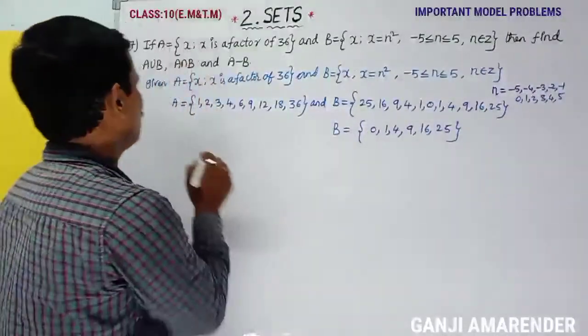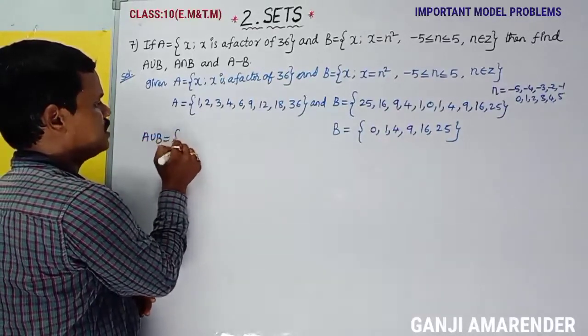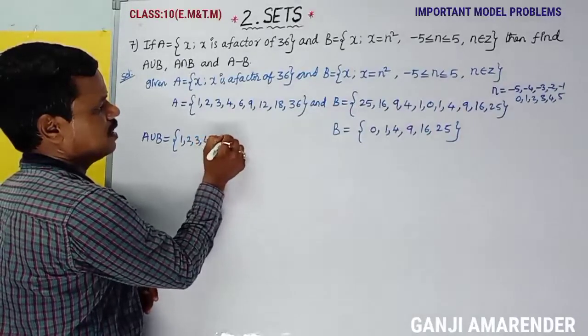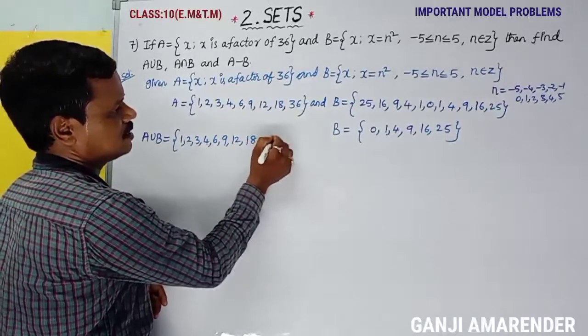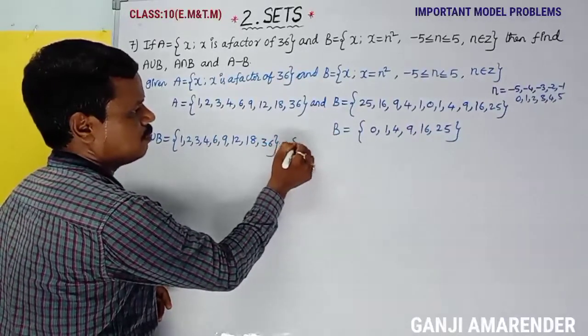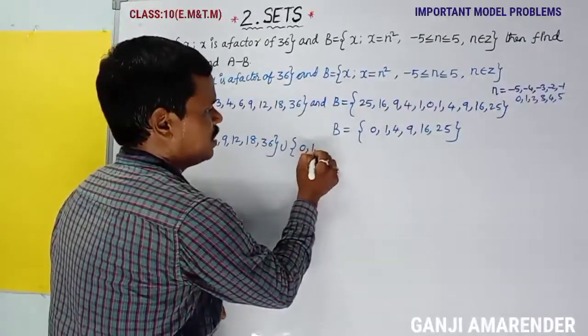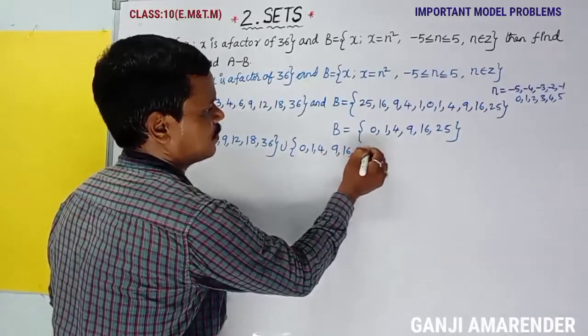Okay, now find A union B, A intersection B, A minus B. A union B. What is A? 1, 2, 3, 4, 6, 9, 12, 18, 36. Union B. Write the elements of set B: 0, 1, 4, 9, 16, 25.